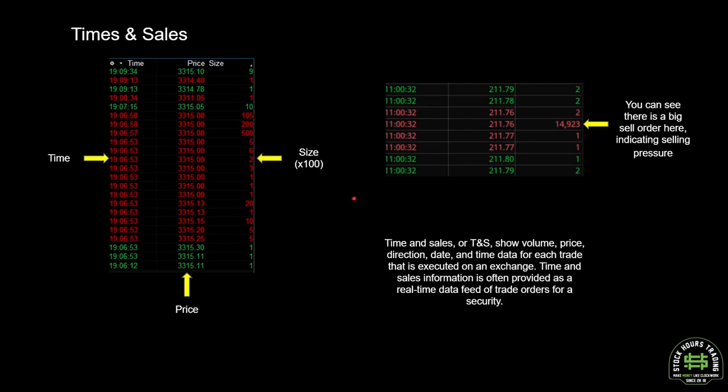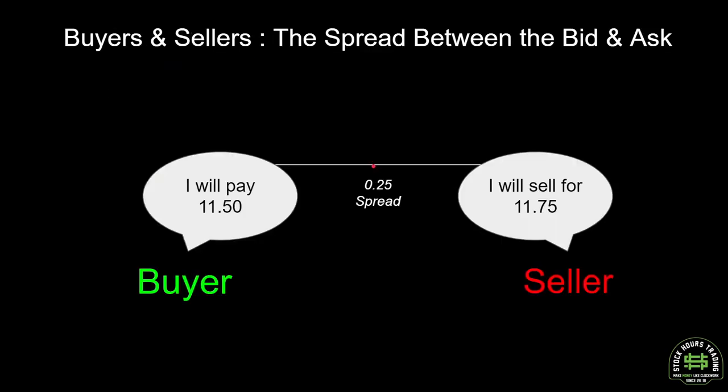Yeah, that's pretty much it for times and sales. So basically you want to look for your number on level 2 and then you want to watch it get executed on times and sales. This is representing the spread between the bid and the ask.